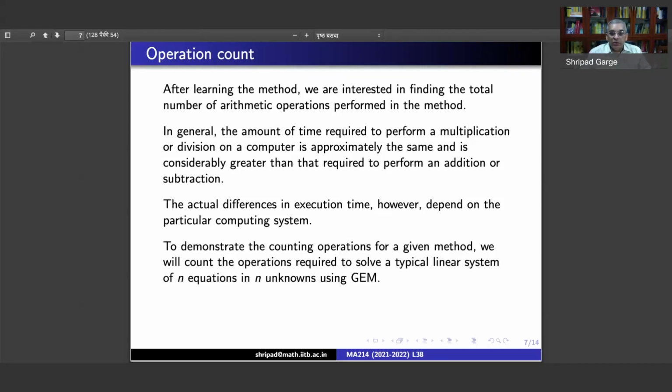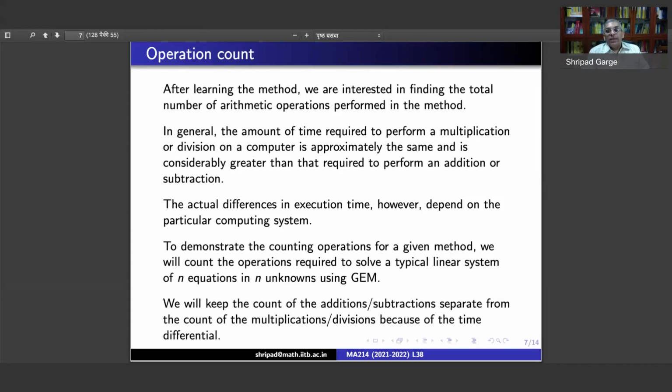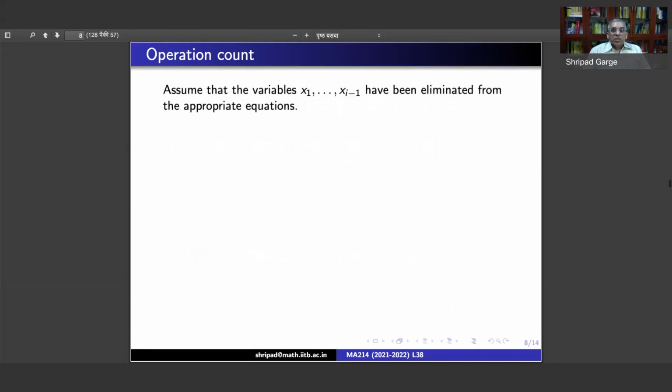We will count the addition and subtraction separately together, and multiplication and division separately together, and we will see how to do it in the example using the Gaussian elimination method. The count of addition and subtraction, I'm emphasizing this again, is going to be kept separate from the count for multiplications and divisions, because the times are different, and depending on your machine, the difference can be seen. The method consists of making your matrix upper triangular and then doing the backward substitution.